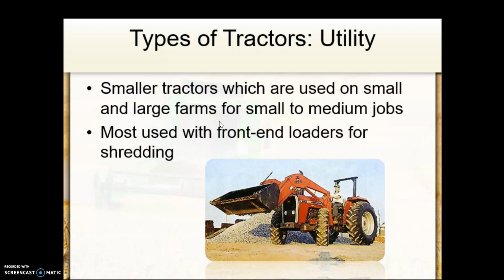A utility tractor. Utility tractors are smaller tractors. They're used for smaller jobs around the farm. And typically larger farms will have a utility tractor or two around just to do odd things around the farm. And it's common to put a front end loader on that tractor just to give it a little more practicality, whether you're using that front end loader to scoop manure or you're using it to move gravel or lime or anything else around.